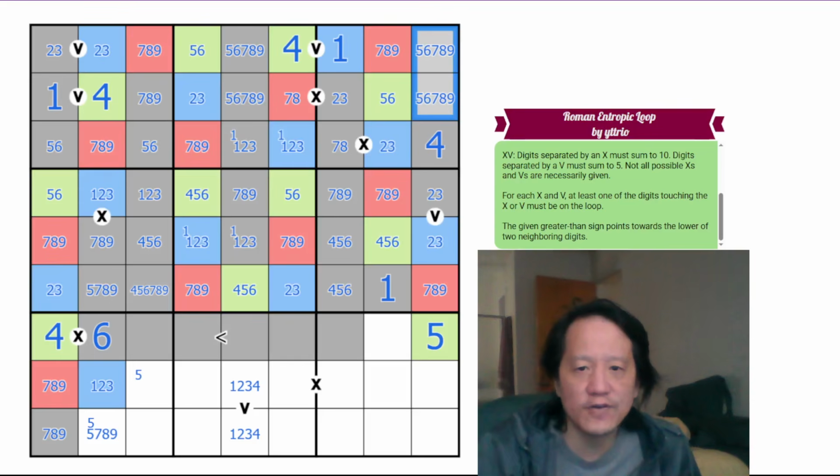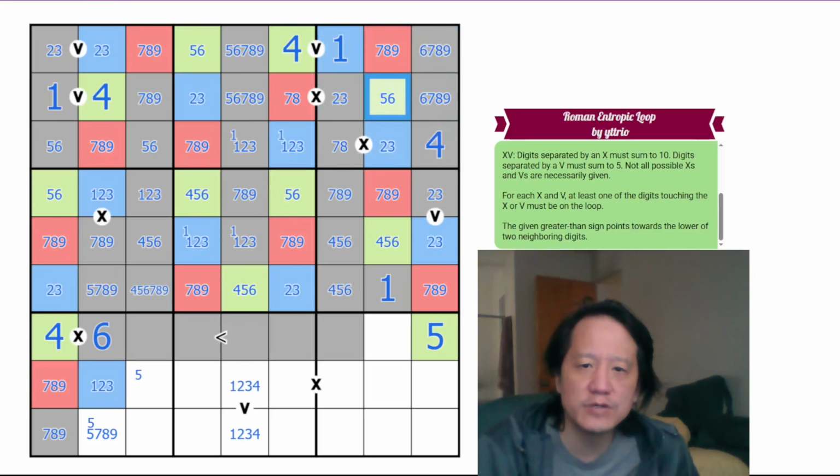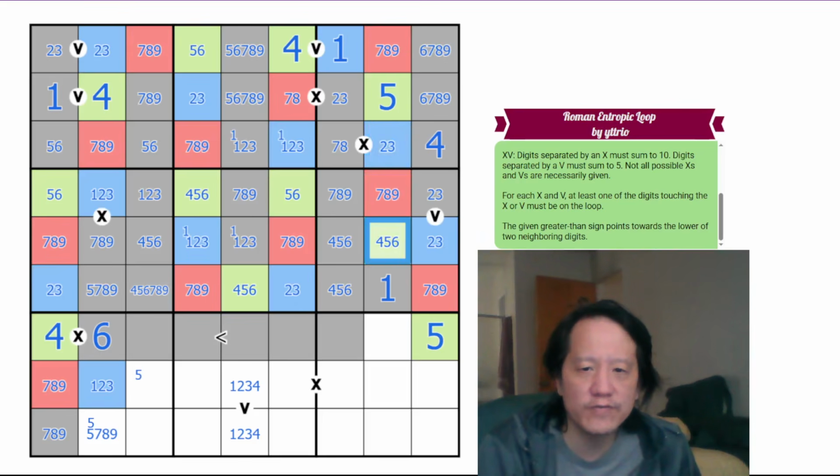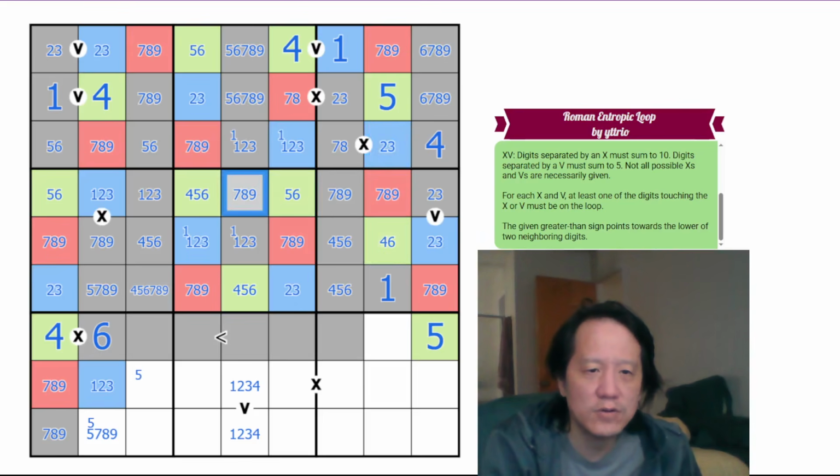These can't be 5. So where's 5 in this box then? It has to be here. So this is 5, which means this cannot be 5 here. Obviously this can't be 5 there.